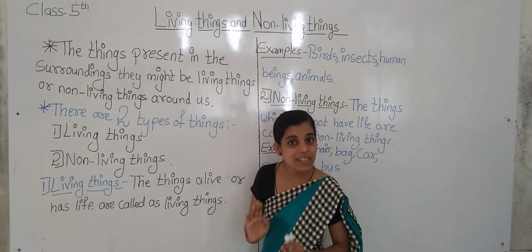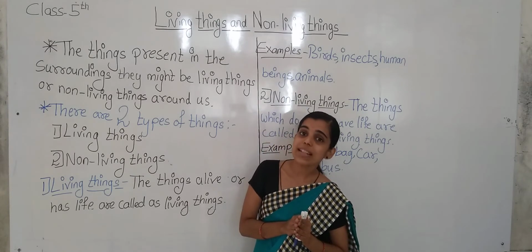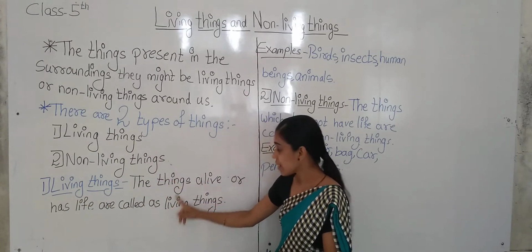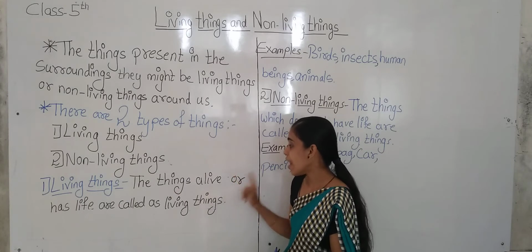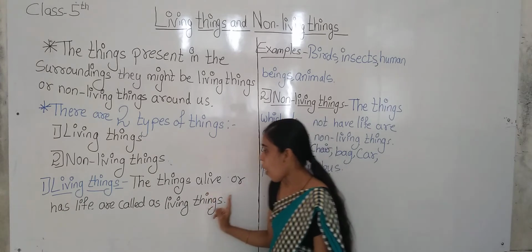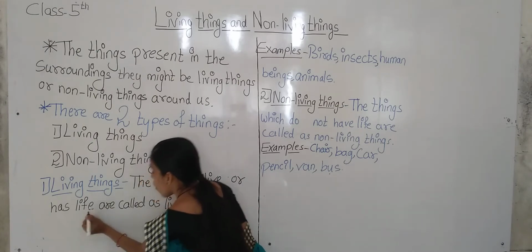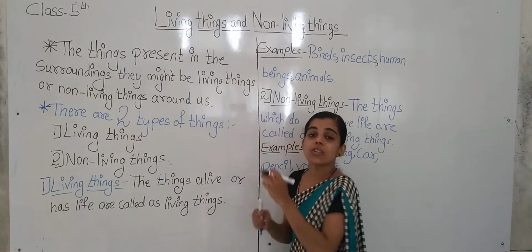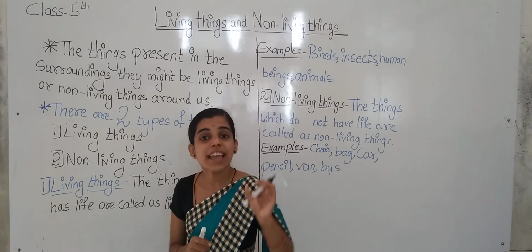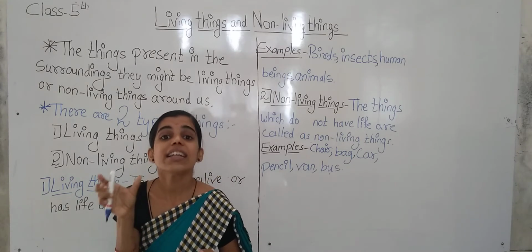So first we will discuss only living things, the meaning of living things and examples for living things. The things which are alive, the things which have life, are called living things.